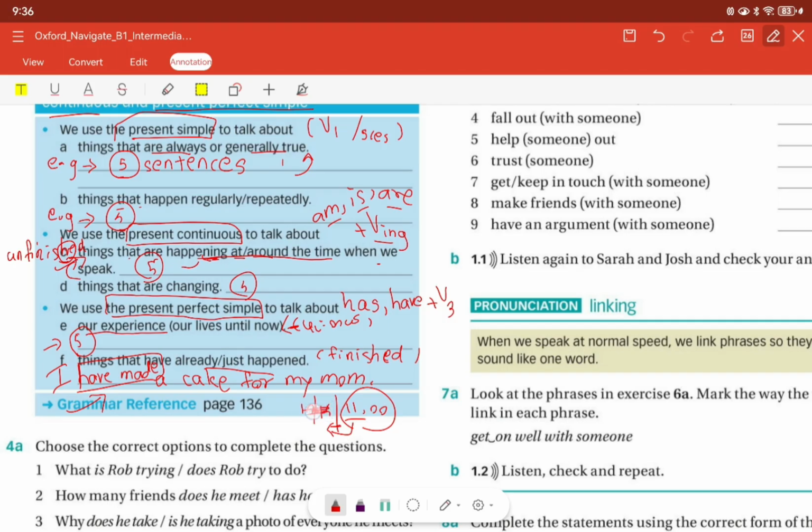But if we say I made a cake for my mom, maybe the duration is a little bit longer. Maybe you finished it at 8 already. Now the time is 11, but you finished at 8. So the duration is a little bit longer, and you use past simple. But if it's not so long ago, you can use present perfect tense. Okay, I hope you understand it. So make sure you use this usage correctly and give me 5 example sentences.